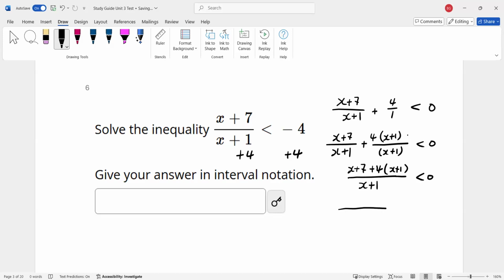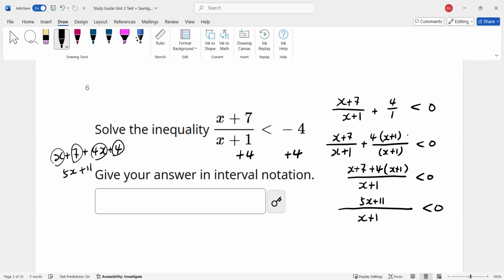All right, and we need to take a little bit of time to simplify the numerator. I can do that right here, like on my scratch paper. x plus 7 plus distribute 4 times x, 4x, 4 times 1, 4. x plus 4x is 5x, 7 plus 4 is 11. 5x plus 11. Double check, 5x plus 11, okay? And the denominator is x plus 1.